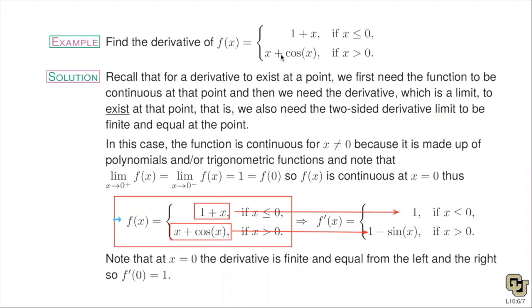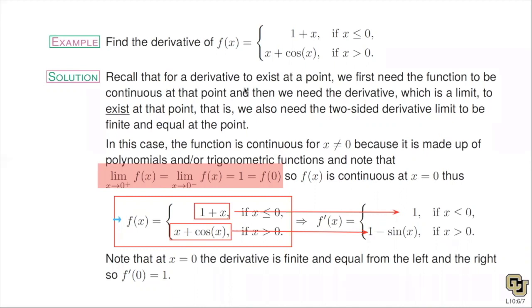Number 1, we need the function to be continuous at the point 0 in this case, because differentiability implies continuity. So I can't have a derivative at 0 if the function isn't first continuous at 0. It's easy to check. You can check the limit from the left, the limit from the right, and the function at the point all equal 1. So we have continuity. The second thing I need to check is that the derivative from the left at 0 and the derivative from the right at 0 are the same, because the derivative is a limit, a 2-sided limit.